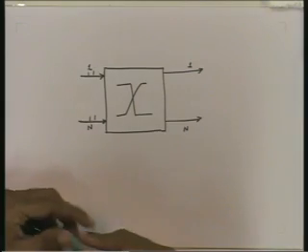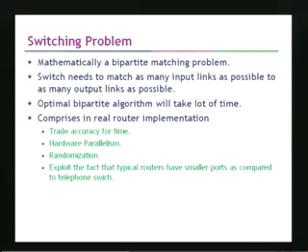Okay. Now an optimal bipartite algorithm will take a lot of time. The optimal bipartite matching algorithms are very well known in graph theoretic literature, and they are likely to take a lot of time. So some compromises are done in the real router implementations. Typically, various compromises can be done. You can either trade accuracy for time, or you can introduce some kind of hardware parallelism, or you can use randomization.